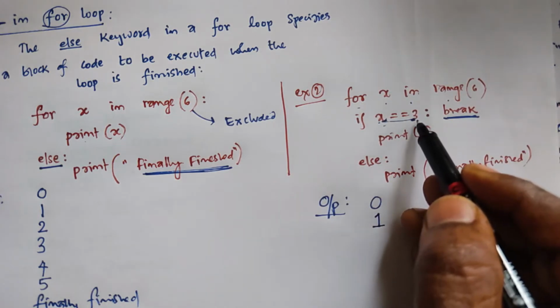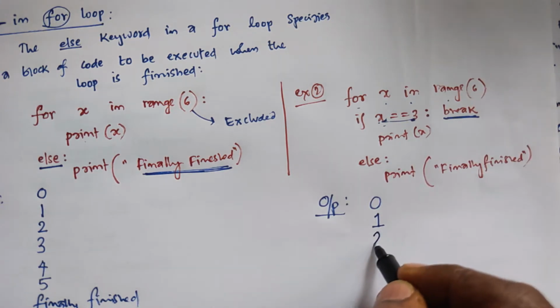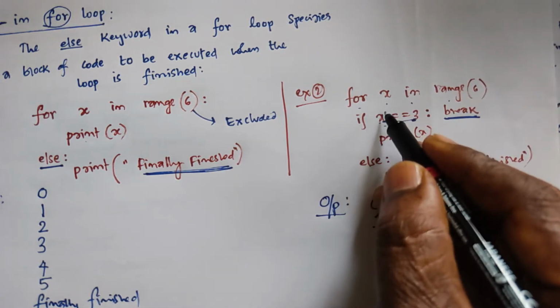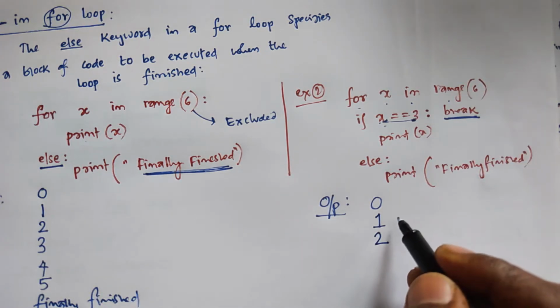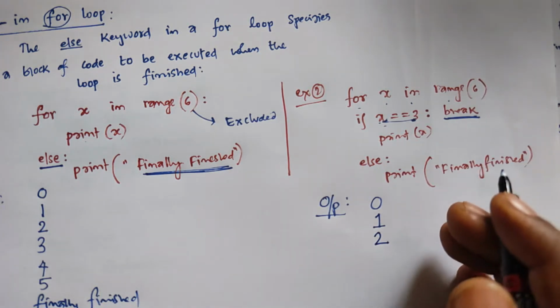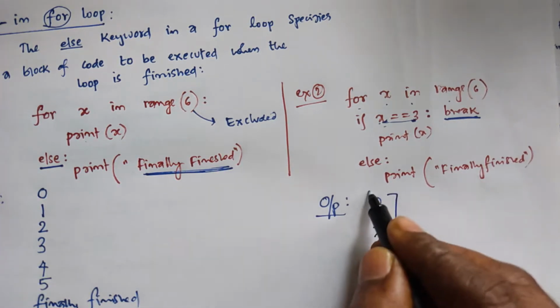Next, the value is 2. If 2 is equal to 3, if the condition is satisfied, you have to break, otherwise print. Then x is incremented by 1, the x value is 3, and then you have to stop the process. This is the actual concept. There is no need to follow the else instruction at the end. So this is the actual output.